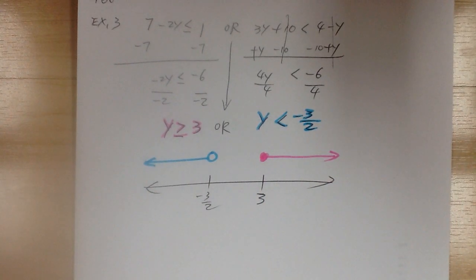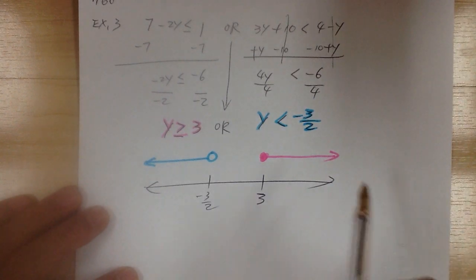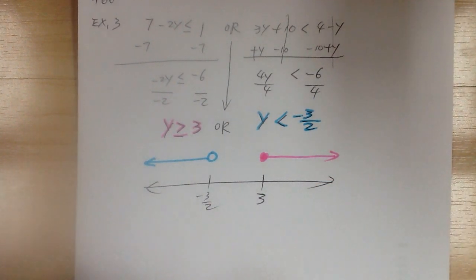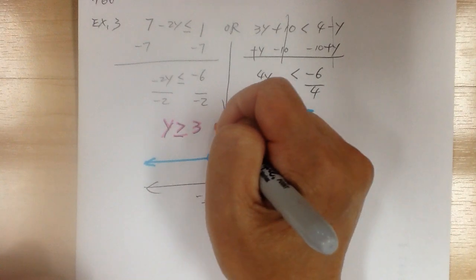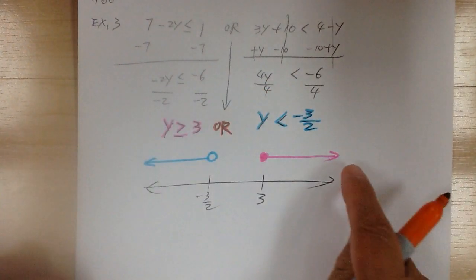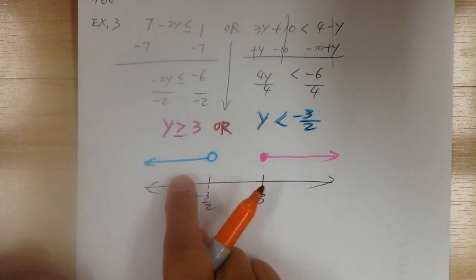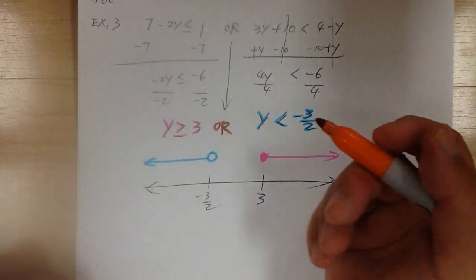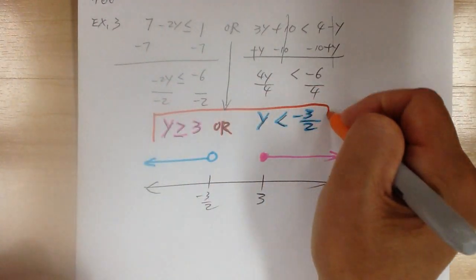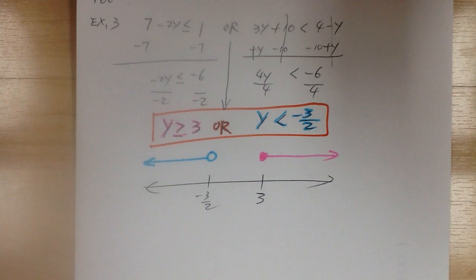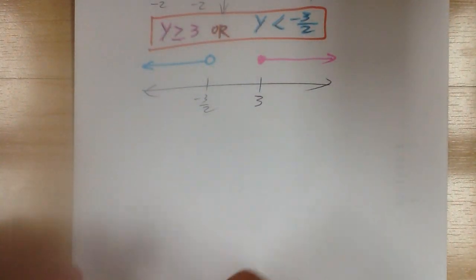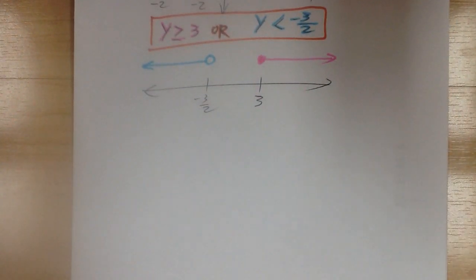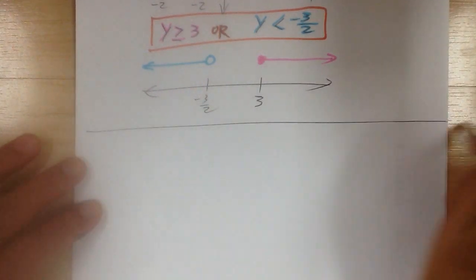And then for your final answer, you have to apply the OR. The OR means it can be in blue or pink, means everything. So everything, that's what you get. So this is this, that is that. In this case, it does not change. So that's your answer. In some situations, you might have a situation like this. So we're done with this one.